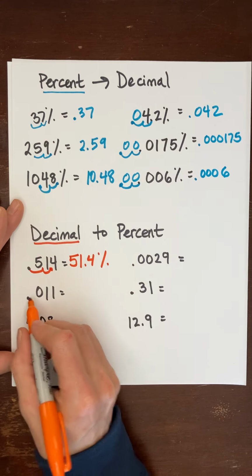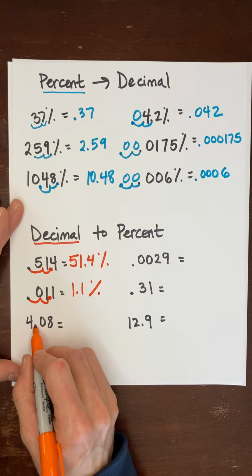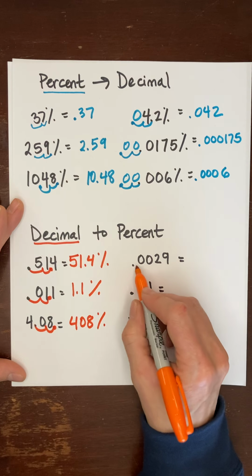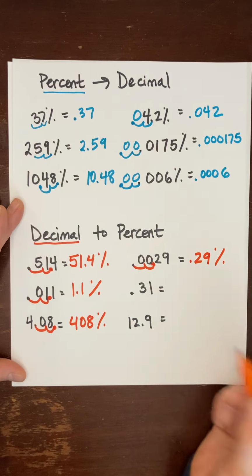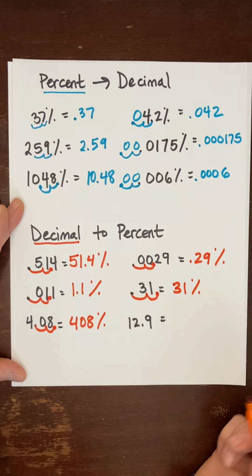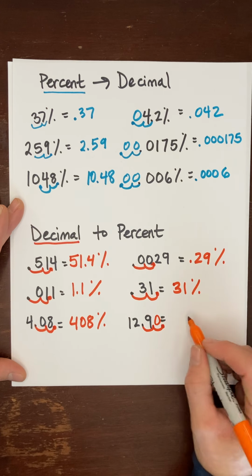51.4%. 1, 2, 1.1%. 1, 2, 408%. 1, 2, 0.29%. 1, 2, 31%. 1, 2, this time we need to fill in the gap here.